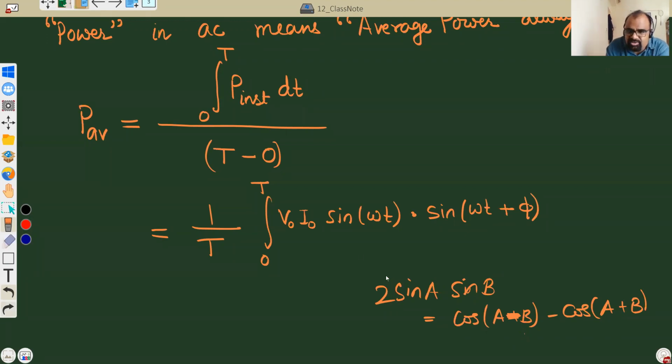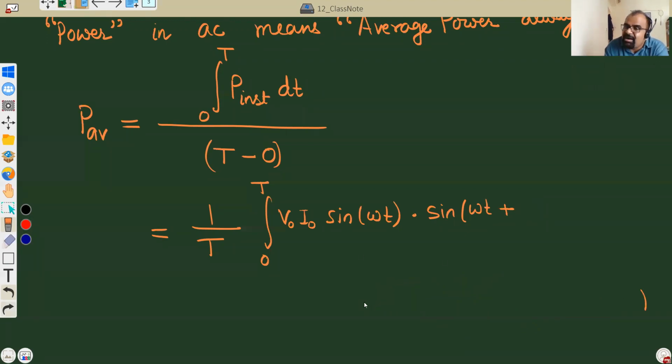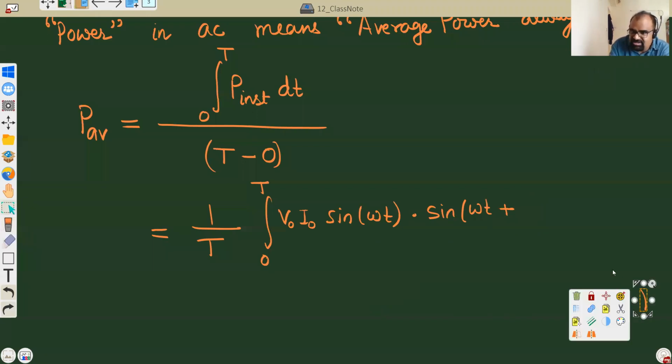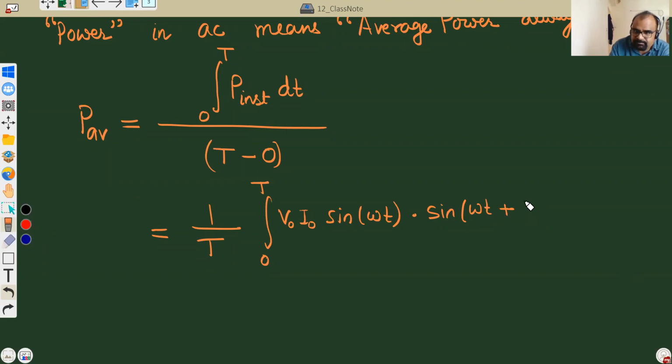So using this, we can do this integration, but I will skip that part. There is frankly no need of it. You can do it yourself if you are so interested. What is important is the final result. Okay. So when we do this integration and when we put the limit, and don't forget capital T is basically 2 pi by omega. Time period is 2 pi by omega. So when we do this integration, after skipping the steps, we get V naught I naught by 2 cos phi. This is what we get.